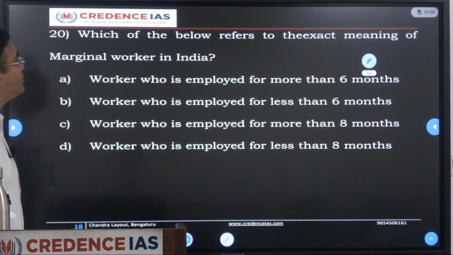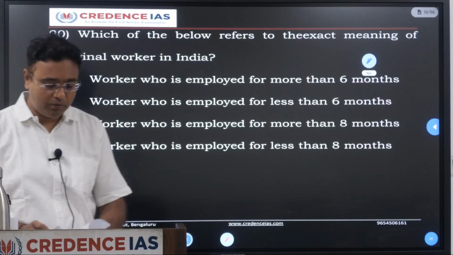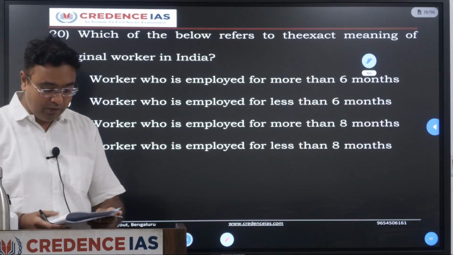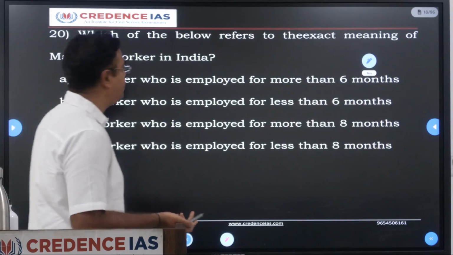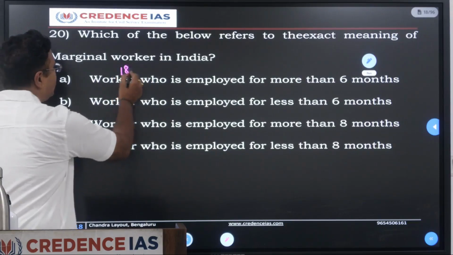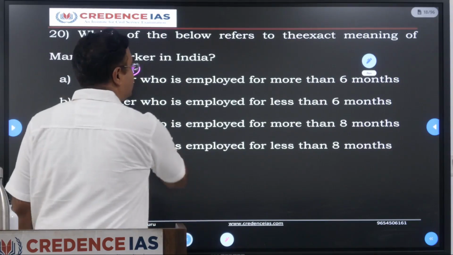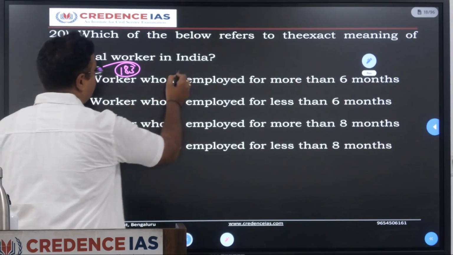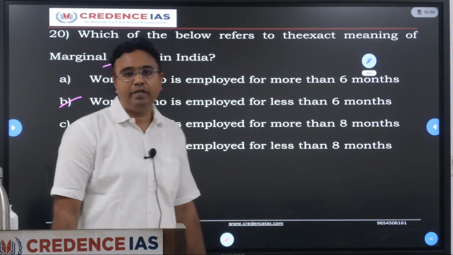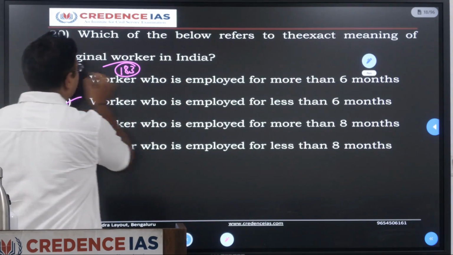Then, which of the below refers to the exact meaning of a marginal worker in India? You need to understand what actually a marginal worker in India is all about. A marginal worker is a worker who typically works less than 183 days. It has been given in your explanation also. So the answer for this is less than 6 months: a worker who is employed for less than 6 months. Six months means almost 180 days, right? So a person who has worked less than 6 months, we call a marginal worker.